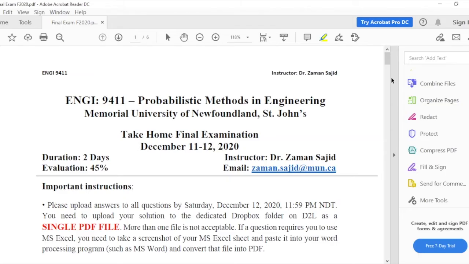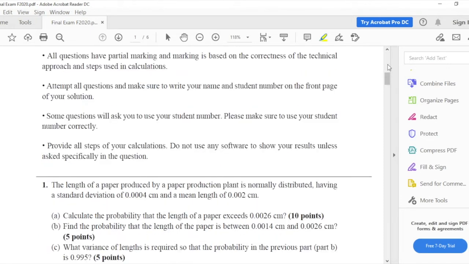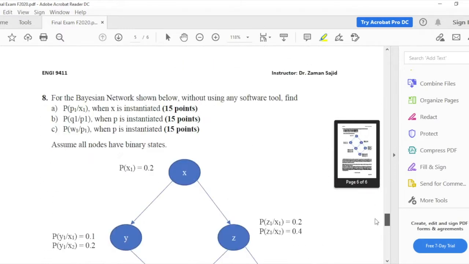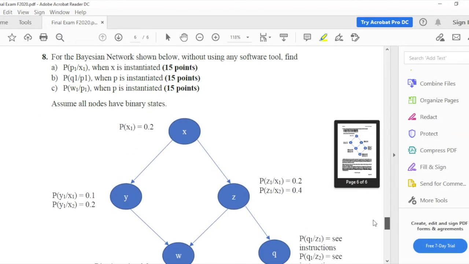Hi, I'm going to show you one of the solutions of a question which was asked in ENGI 9411 Probabilistic Methods in Engineering final exam here at Memorial University. This was based on Bayesian network, and here is our question.